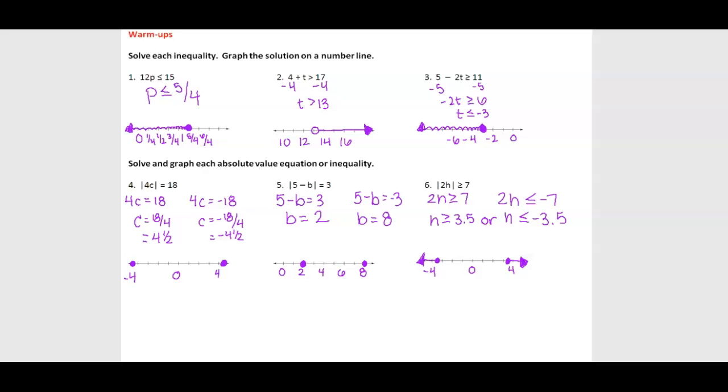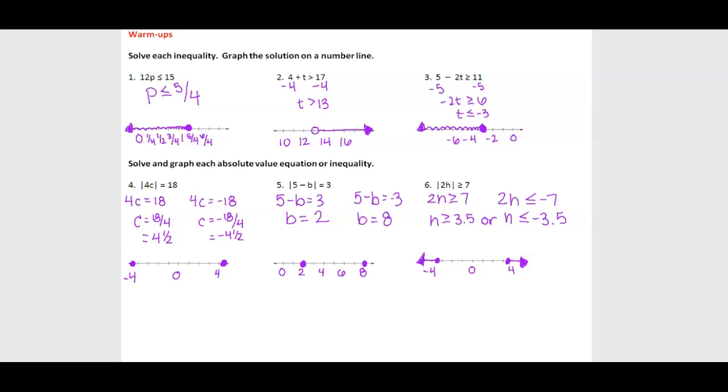In 4, 5, and 6, I told you those are absolute values. So absolute values, when we solve, those are kind of like the equivalents of my intercepts. So you have -4 and 4 in number 4, because you have to set 4c equal to +18 and -18. All absolute values have two solutions.